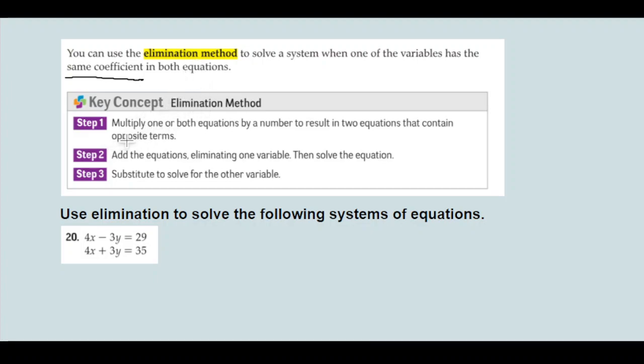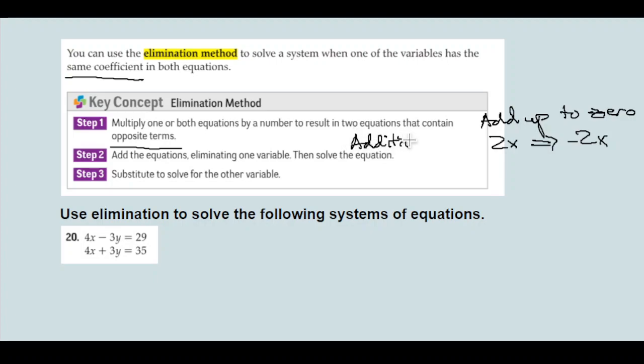All right. So step 1 is to multiply one or both equations by a number to result in 2 equations that contain opposite terms. What they mean is that you want 2 terms that add up to 0. If you have 2x, then the opposite term would have to be negative 2x, because it has to add up to 0, not multiply to 0, but add up to 0. So basically the term for that is the additive inverse. That's what we're looking for.